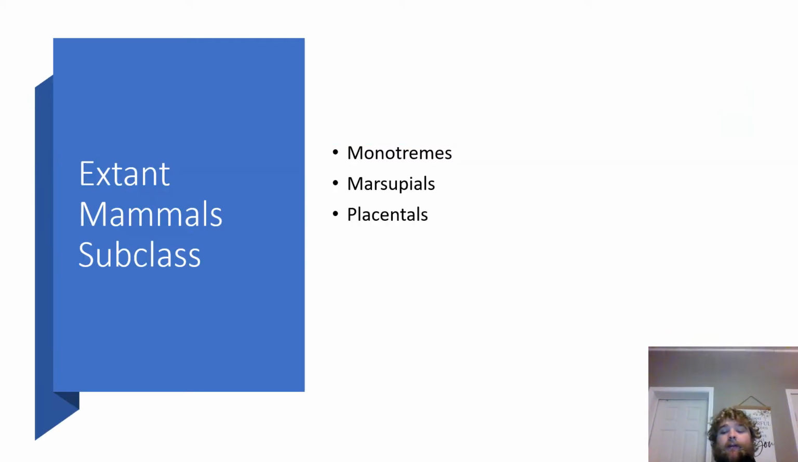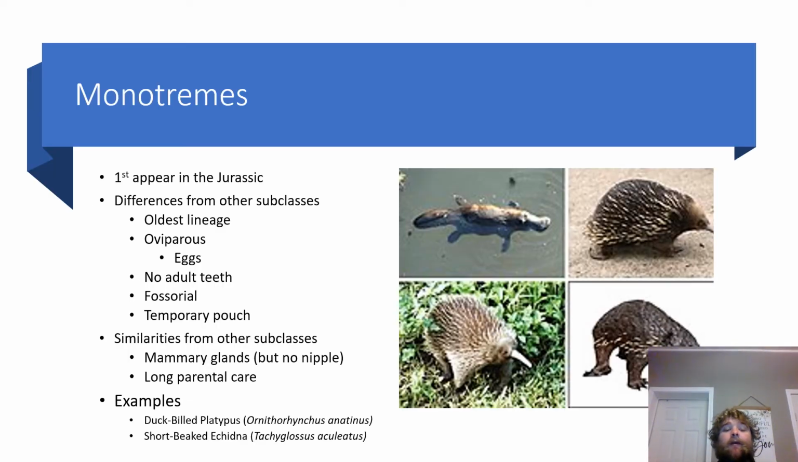In the next portion of this presentation, we'll take a look at still extant subclasses of mammals. We'll look at monotremes, marsupials, and placentals. So monotremes, they first were found in the Jurassic period. This makes them the oldest mammals. And some of the differences from the other two subclasses is, one, they are the oldest lineage.